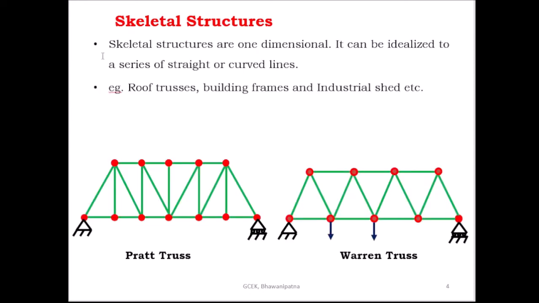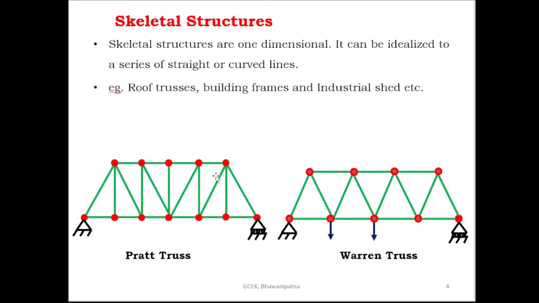Then coming to the skeletal structures. This is one-dimensional. It can be idealized to a series of straight or curved lines. And in this structure, the length of the structure is very large as compared with the other two dimensions of the structure. Examples of this structure: roof trusses, building frames, and industrial sheds.